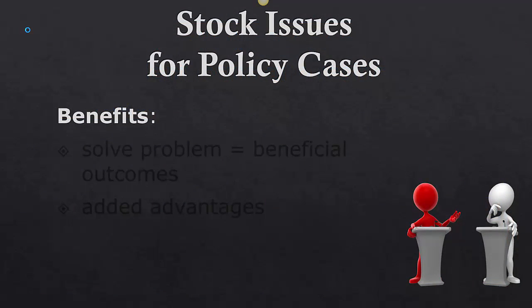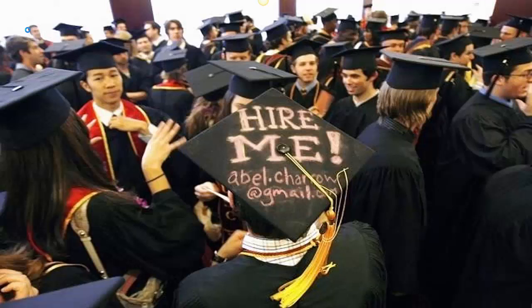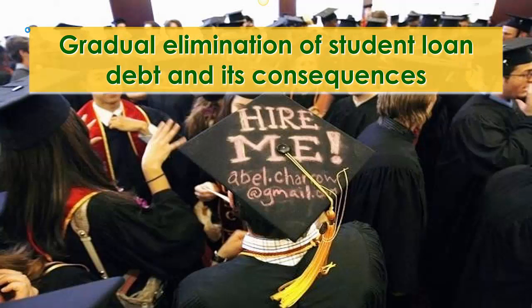When an advocate for policy change argues for benefits, you need to establish that solving the problem itself results in beneficial outcomes. If we solve a problem and solving that problem doesn't make any difference, then why would we bother solving the problem? So you need to establish that solving the problem actually leads to good stuff. And in addition, you could also argue that beyond solving the problem, there are also added advantages, other good things that come about as a byproduct or some secondary or side advantages to implementing the policy. So for instance, what we could establish as a result of this policy is that gradual elimination of student loan debt and its consequences.